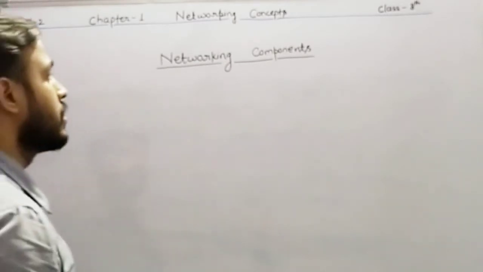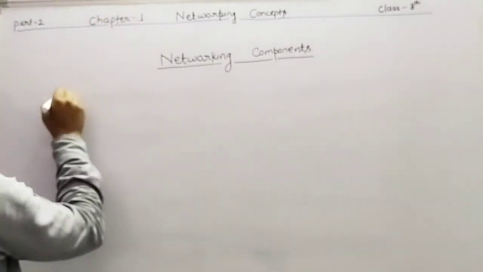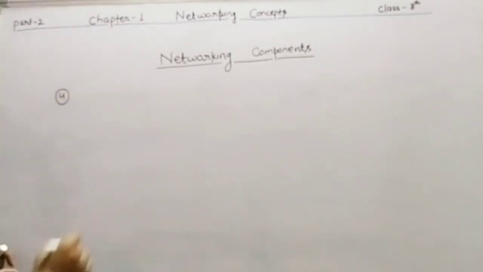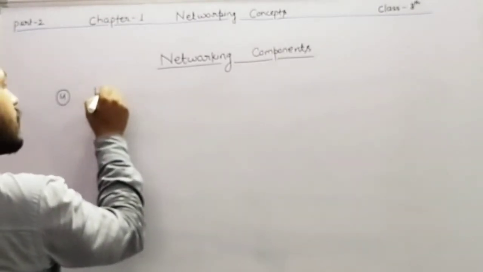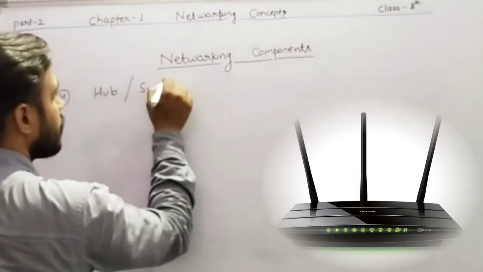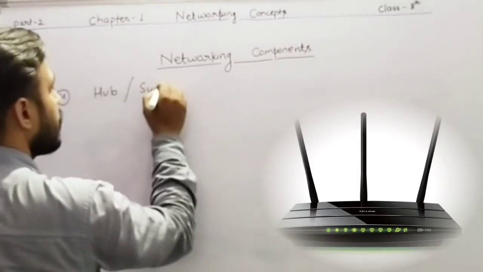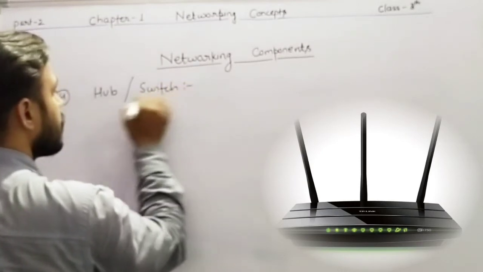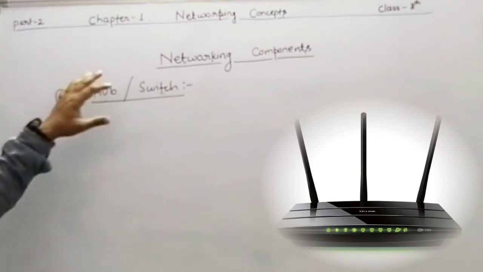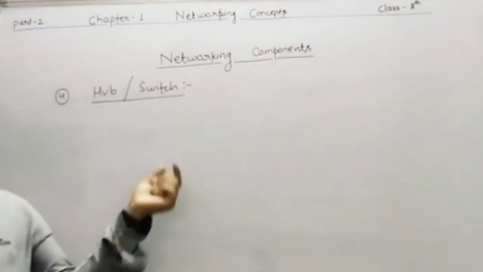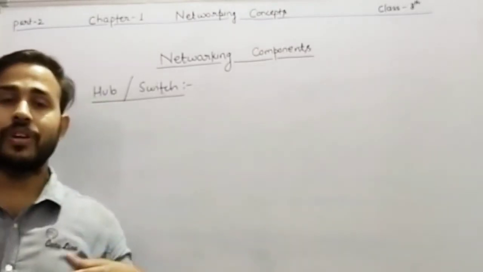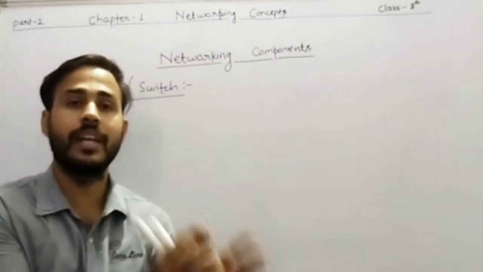So students, the fourth component is the hub or switch. The next component is hub or switch. Hub and switch work in a similar way. Okay, hub and switch are used to connect different types of hardware with the network.